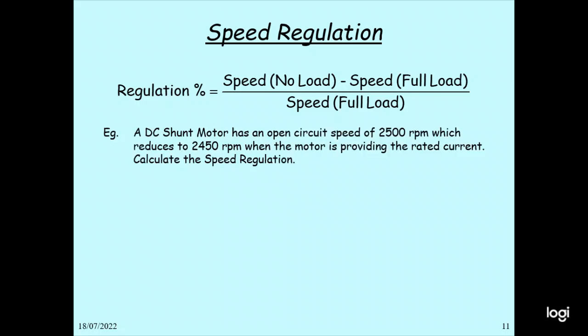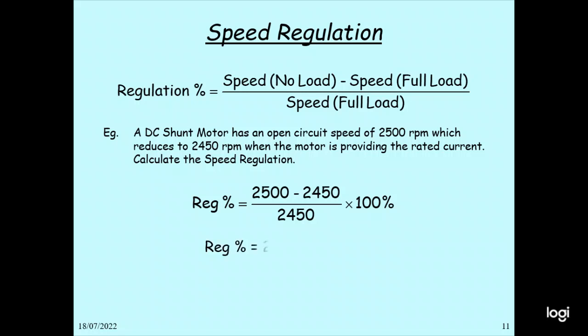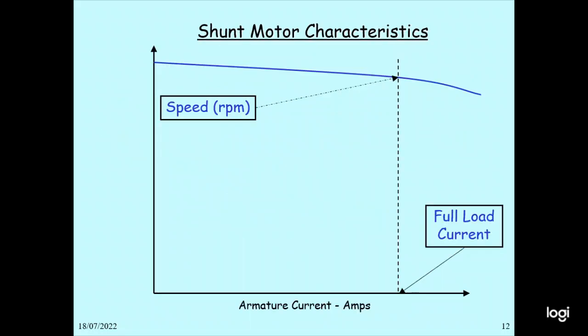In this case, our DC shunt motor has an open circuit speed of 2500 RPM, which reduces to 2450 when the motor is providing rated current. Calculate the speed regulation. Percentage speed regulation is (2500 minus 2450) divided by 2450, times 100. You get about 2%.